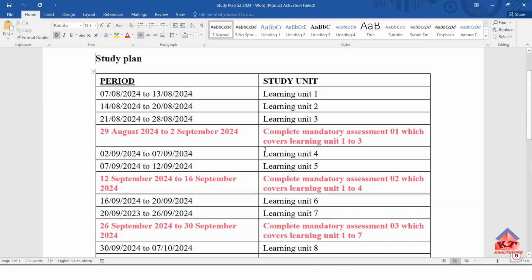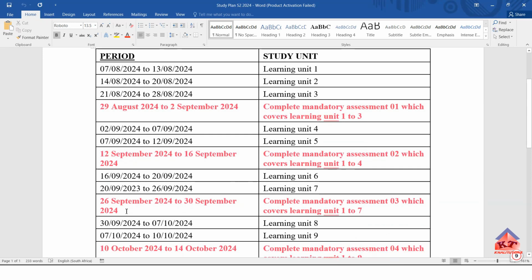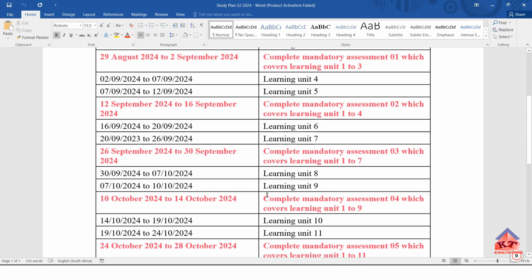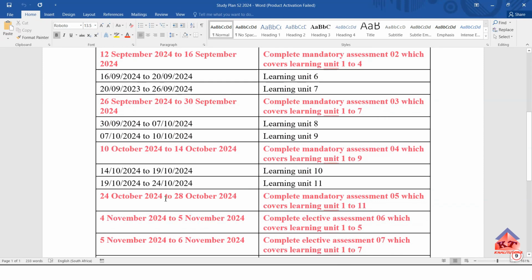So basically, everything that you would have done here can be tested on later assignments, okay? You keep on adding your knowledge, and everything that you would have covered up to that point can be tested as you proceed, and so on.